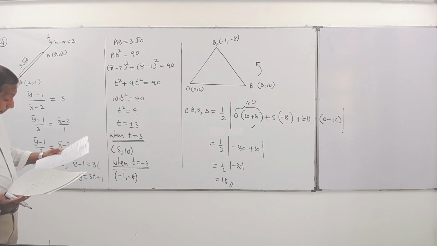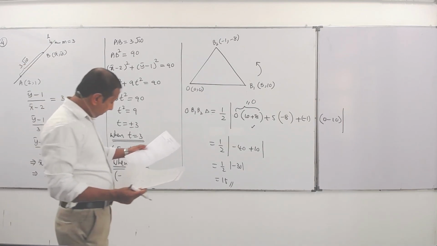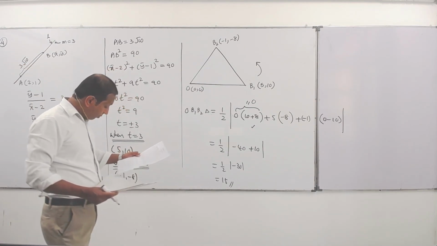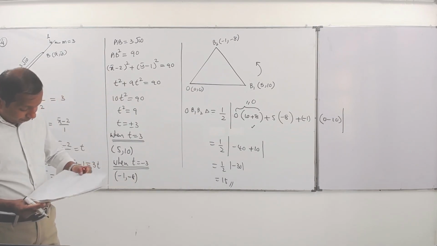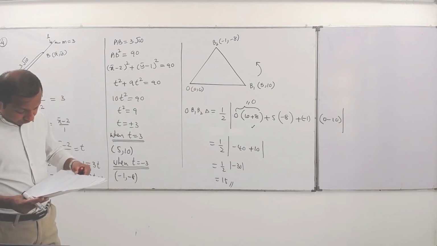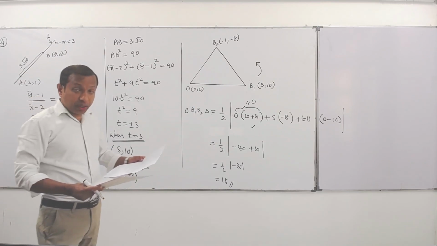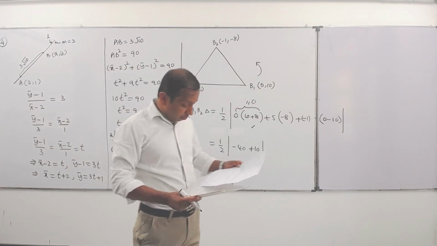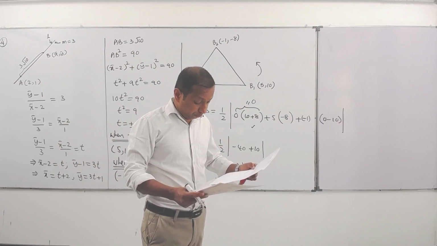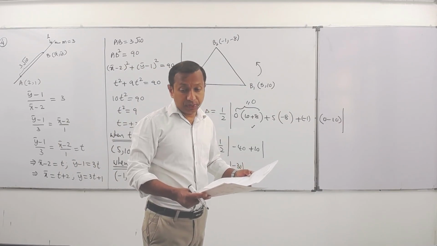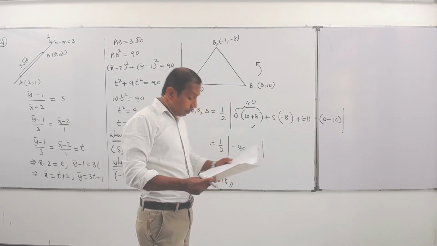Question number 5. Next one. Express cos x plus root 3 sin x in the form r cos(x minus alpha), where r is positive and alpha is between 0 and 90. Hence solve the equation. Right? Let's see how to take that.